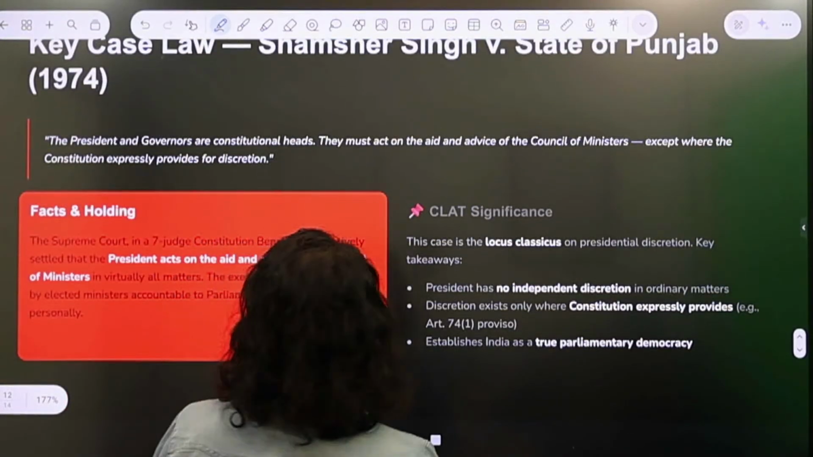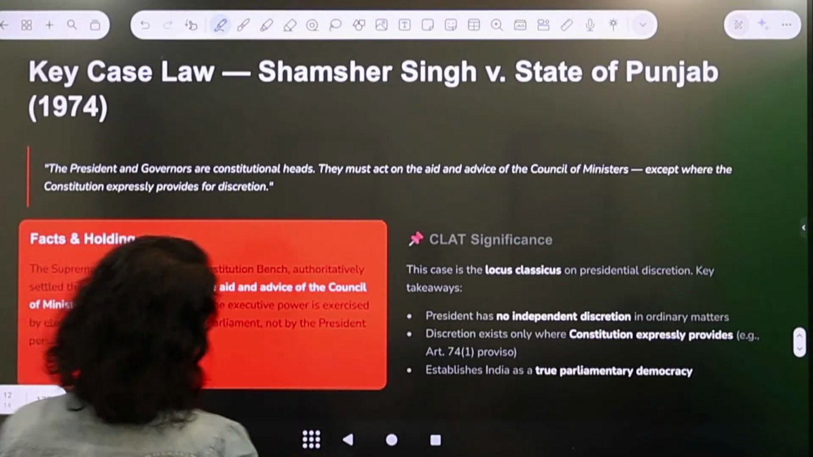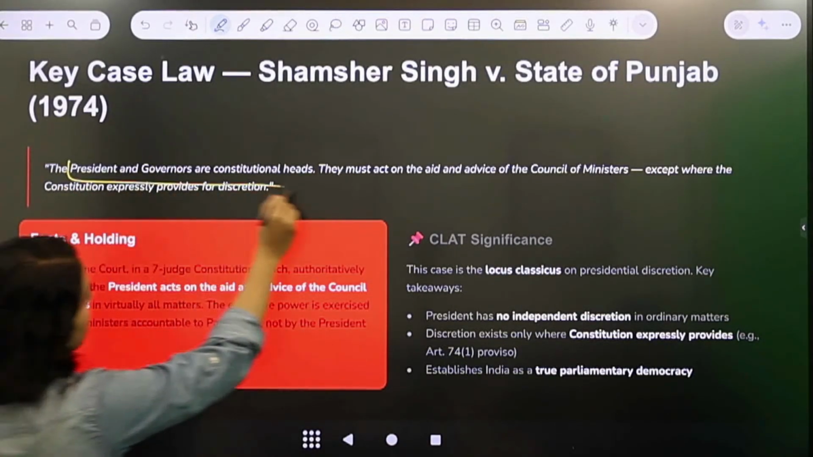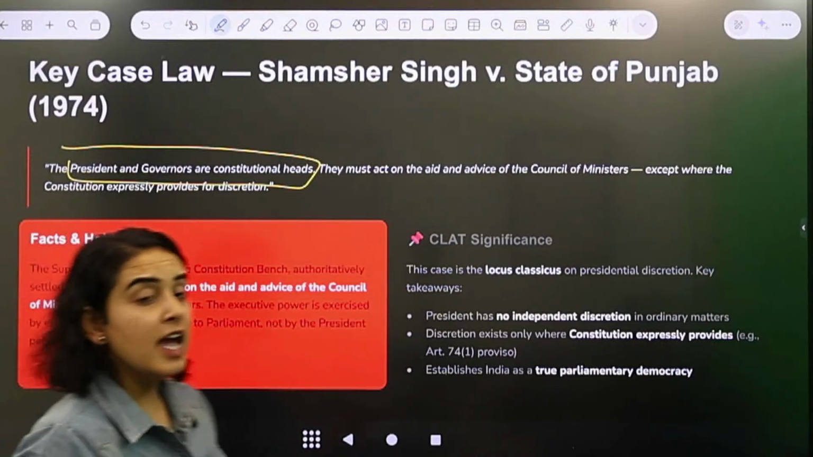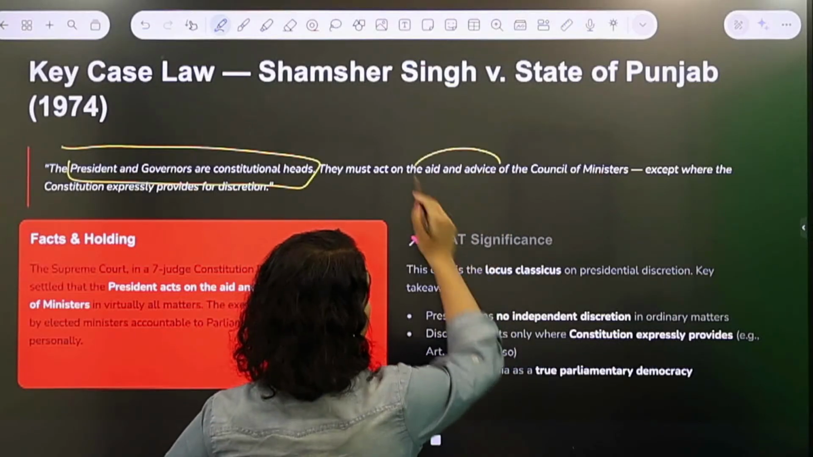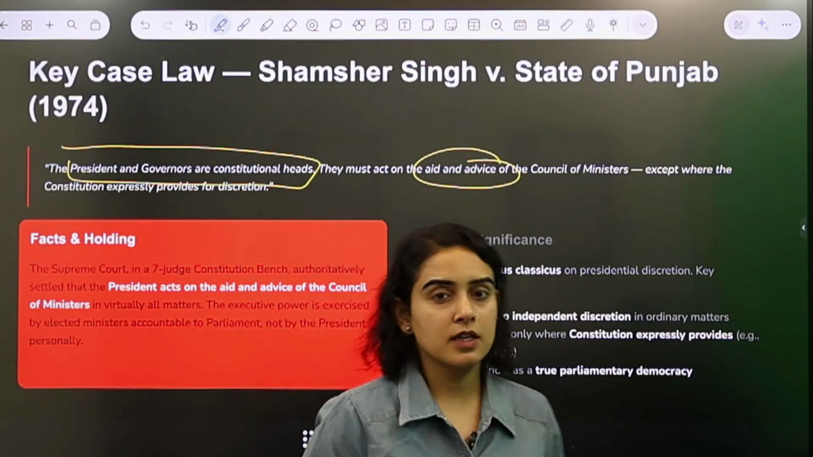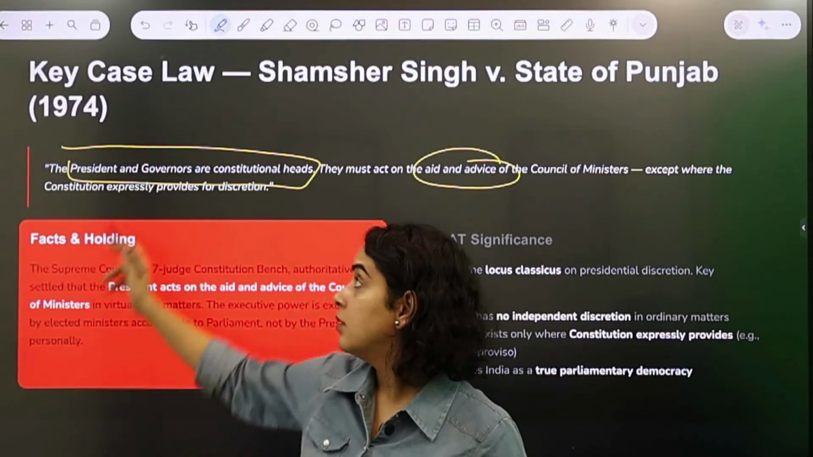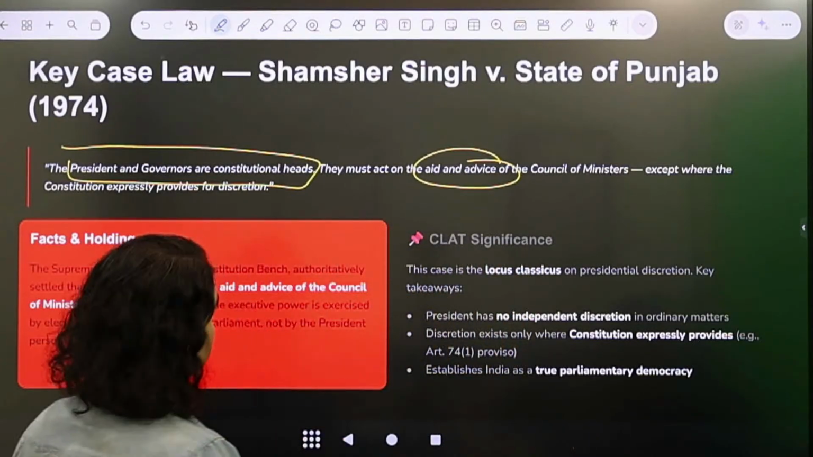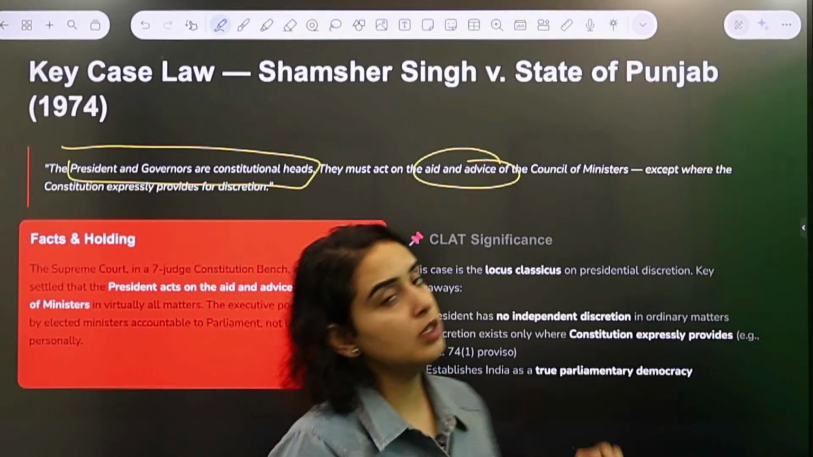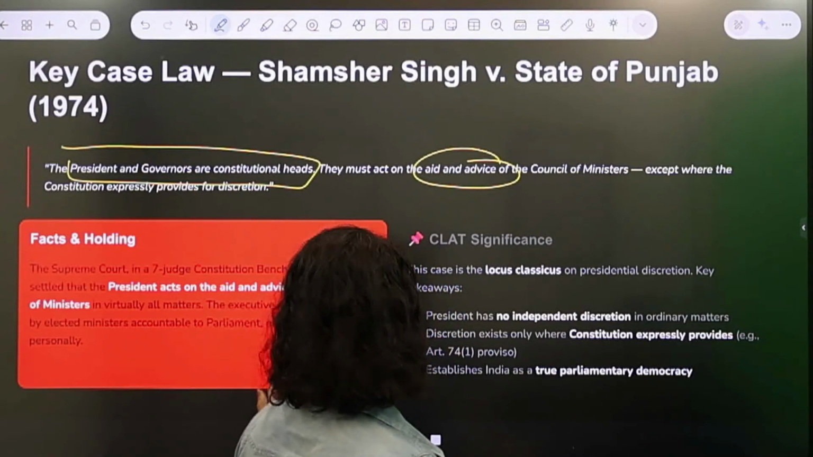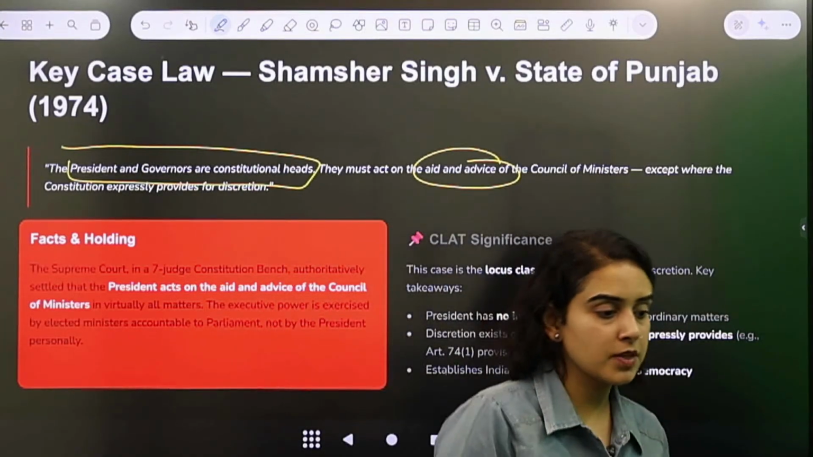Now, there is one very interesting case law, Shamsher Singh versus State of Punjab, where it was held that the president and the governor are merely the constitutional head and it is mandatory for them to act on the aid and advice of the Council of Ministers, right? Except when the constitution expressly provides otherwise, right? So it is mandatory for them to follow what the Council of Ministers is saying, to work and function as per the suggestions, or aid and advice, of the Council of Ministers, right?